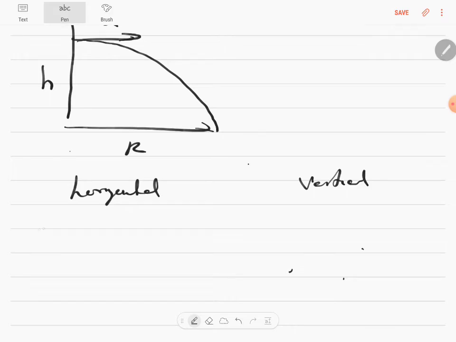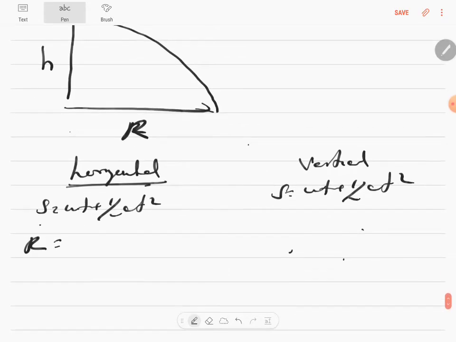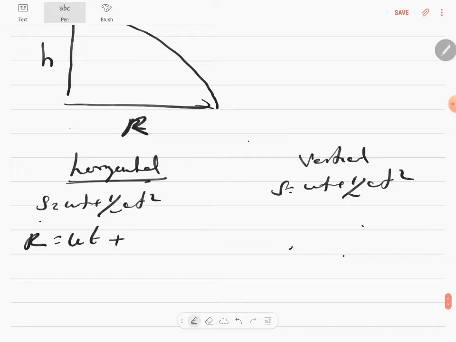And use the formula s is equal to ut plus half at square here also, and s is equal to ut plus half at square here also. When I write s, it's horizontal, so s will become R, which is the range, is equal to the horizontal component of velocity, which I give initially, so ut. But there is no gravity in the horizontal direction, so a becomes g and g becomes 0.